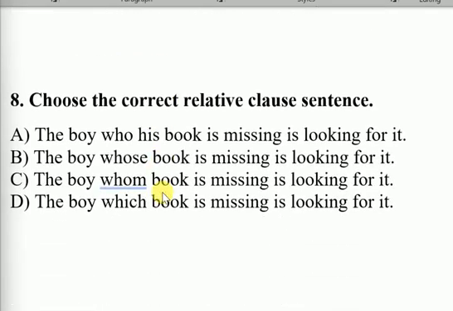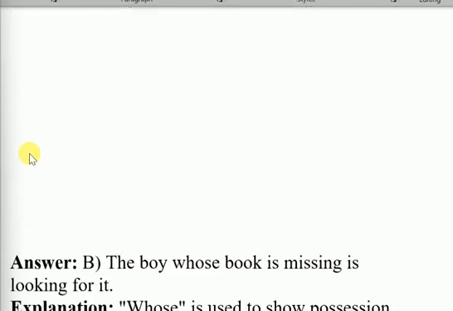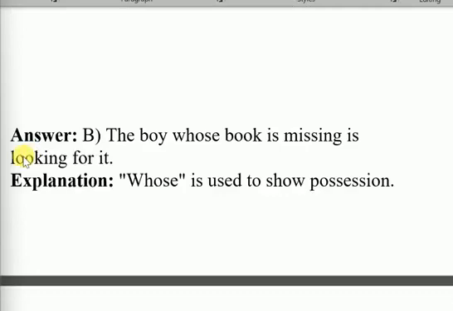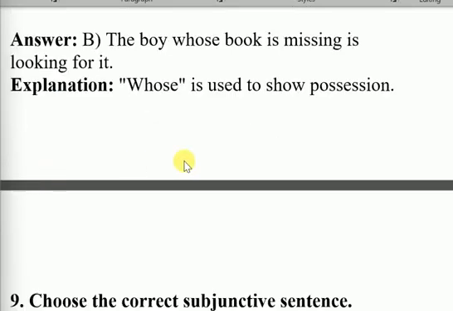8. Choose the correct relative clause sentence. A. The boy whose book is missing is looking for it. C. The boy whom book is missing is looking for it. D. The boy which book is missing is looking for it. Answer. B. The boy whose book is missing is looking for it. Explanation. Whose is used to show possession.